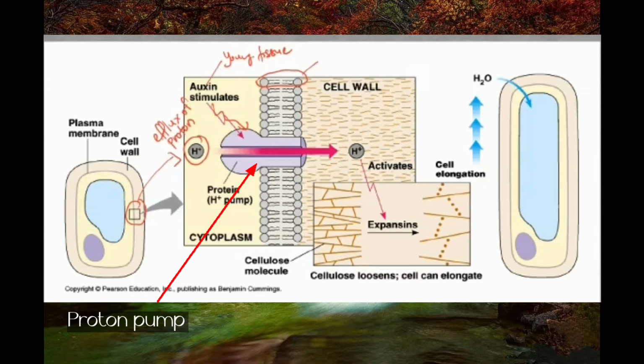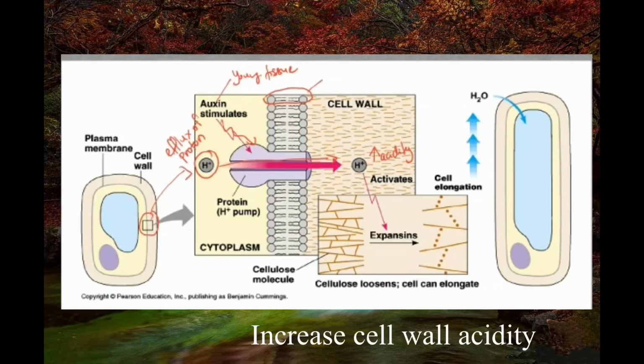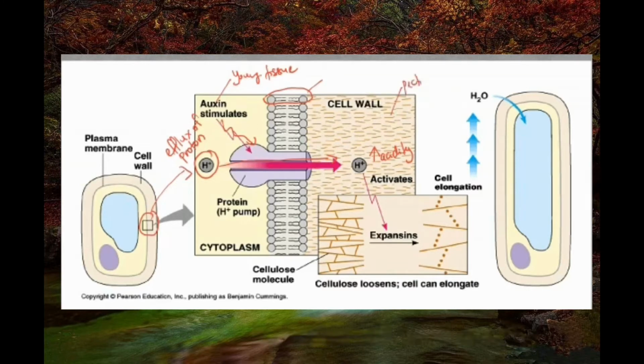The pH of the cell wall lowers to about pH 5, which is the optimum pH for the action of the enzymes that break down the cross linkages between the cellulose microfibrils in the cell wall. Therefore, the cell wall will increase in acidity. The increase in acidity will activate hydrolyzing enzymes such as cellulase, pectinase, and hemicellulase.